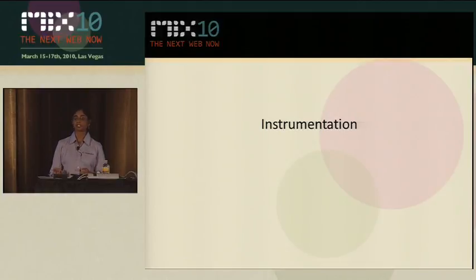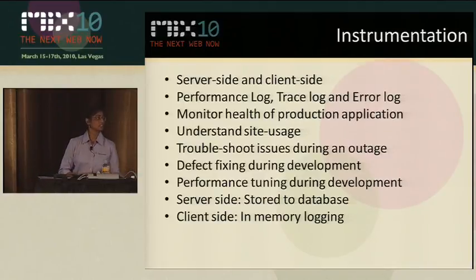And now if something were to go wrong, it's going to be very difficult to figure out where things are going wrong, troubleshooting it, monitoring the health of the application. All that is going to be very difficult if we do not have some logs such as performance, trace, and error logs. So let's look at what are the advantages of having instrumentation.